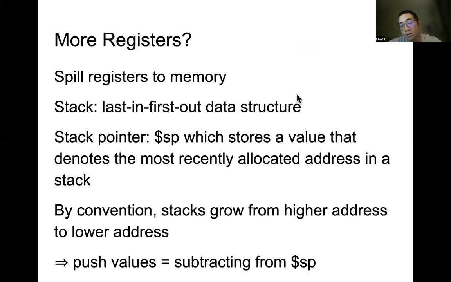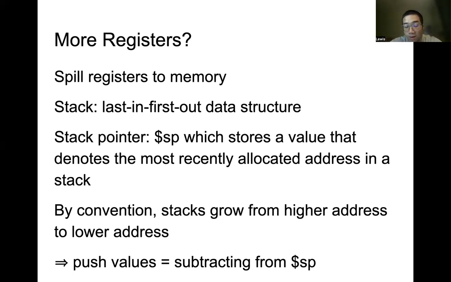What happens if we need to store more data? We need more registers. Then we can actually spill those registers into memory. And the particular data structure that we use is a stack, where a stack is a last in, first out data structure. And then there's one important register, SP, the stack pointer, which is used to store the value that represents the most recently allocated address in the stack. And by convention, the stack grows from higher memory addresses to lower memory addresses.